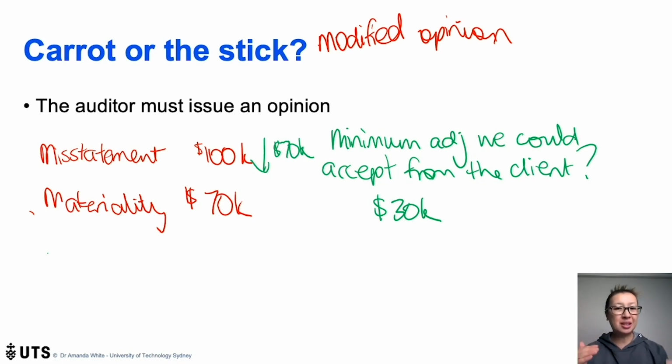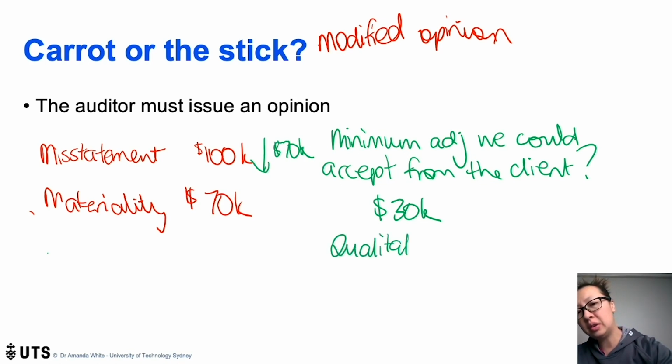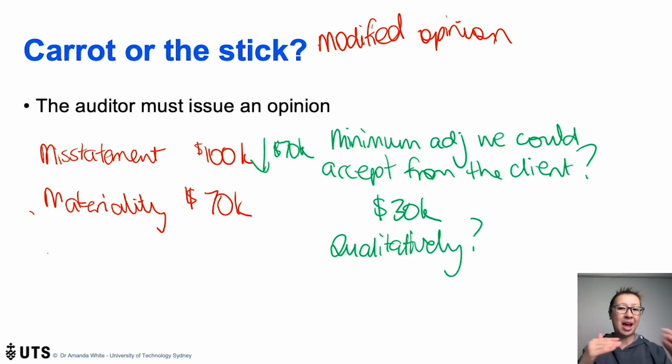Now, we also need to think about, would this be qualitatively important for us. If we've only accepted a $30,000 adjustment, we might need to think, well, if I have 70,000 still uncorrected, does that add up with any other adjustments in that class of accounts that might create a bigger issue? So the minimum we would accept in this situation is 30. The maximum we want is 100. But sometimes it's also a matter of trade-offs.